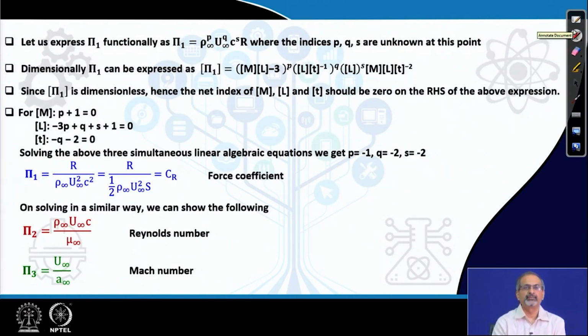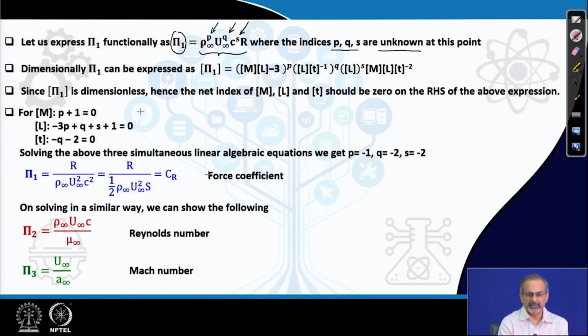How would we express pi 1 to begin with? Let us do it this way. You form a product of all the variables, but you raise P1, P2, P3, these 3 variables which are repeating, to 3 different indices, which at this point are not known to us, but we have to find them out in some way, so that we end up forming a non-dimensional group here. That is the crux of the thing. So, these indices at this point are unknown.